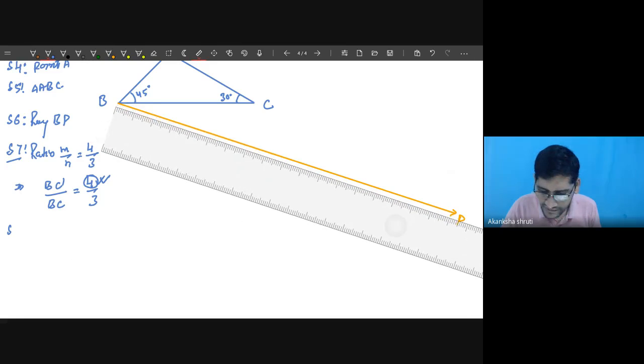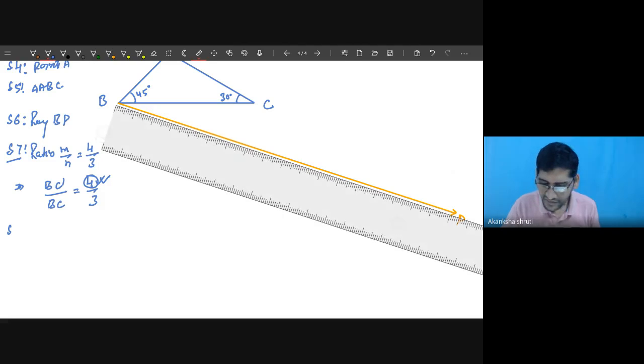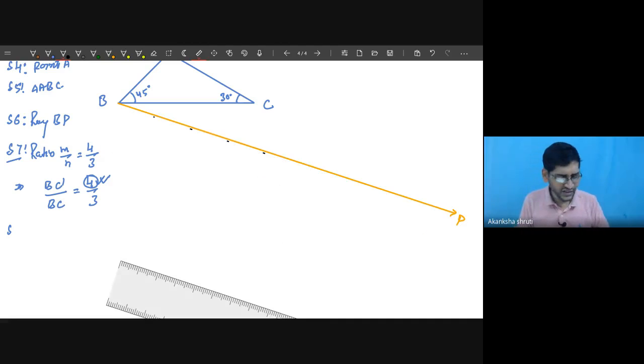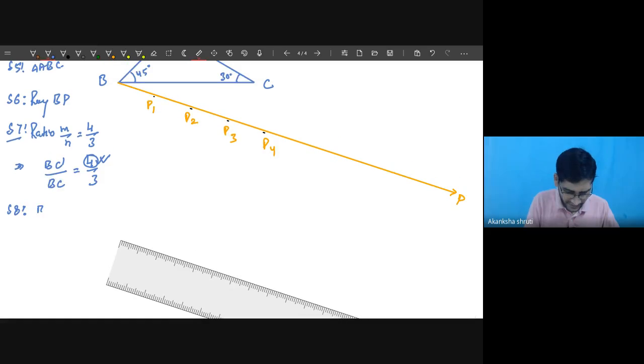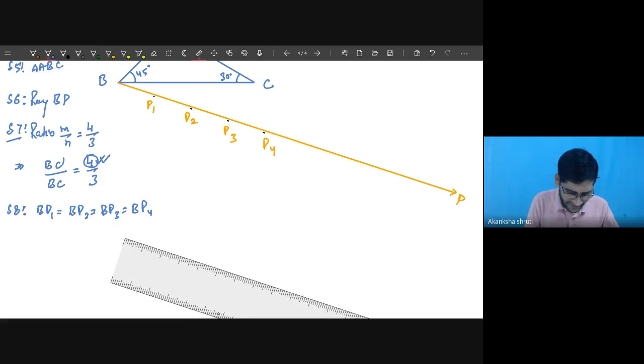You can take it quickly with the help of the compass, but I have certain limitations. So 1, then 2, then 3, then 4. Here we have taken the 4, the largest. So mark this point as your P1, P2, P3, P4. Okay, students? So make step number 8 as BP1, BP2, BP3, BP4. So 4 segments we have done.